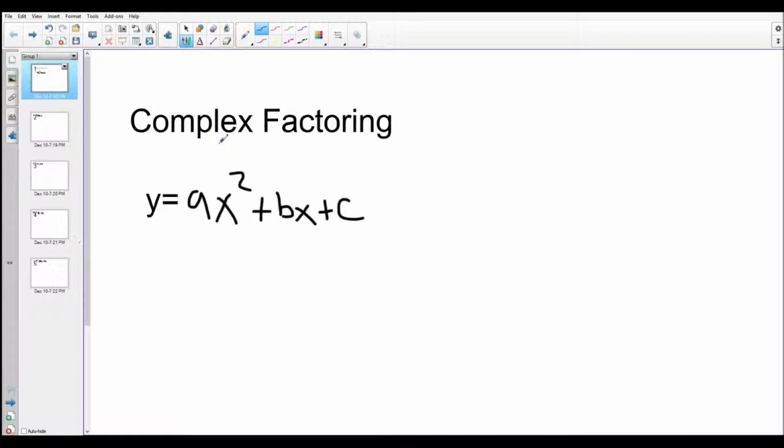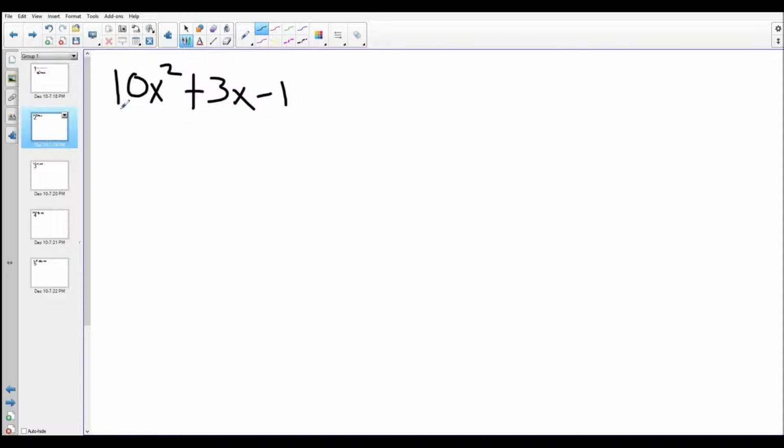Now I'll be talking about complex factoring. The only thing that makes this equation different from the simple factoring is that the a value can change, and now it's not going to be 1. So for example, 10x squared plus 3x minus 1.